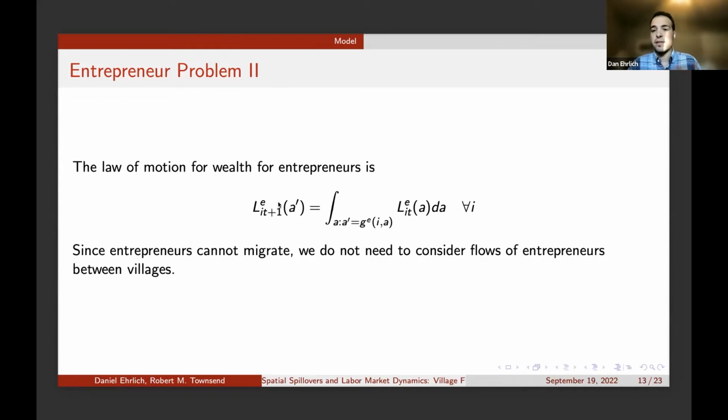Again, by solving the value functions, we can get a law of motion for entrepreneurs, where again we get a policy function and a law of motion to describe the evolution of the distribution.